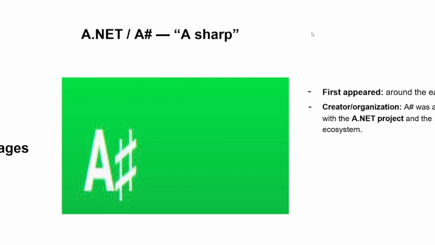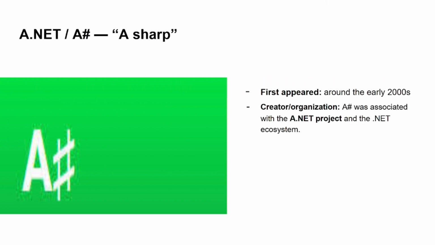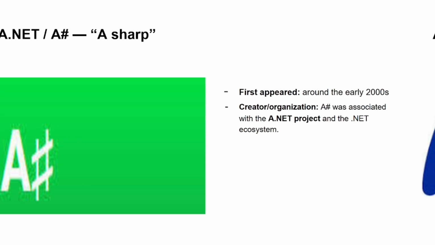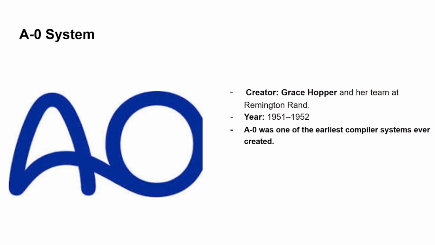Let's start with A Sharp, sometimes written A .NET. This one first showed up around the early 2000s, tied to the A.NET project and the broader .NET ecosystem that was growing at the time.